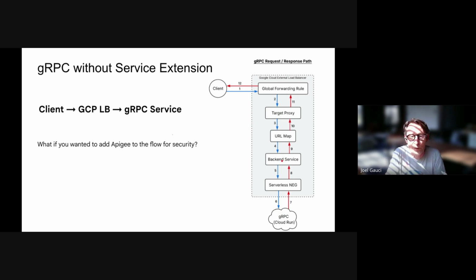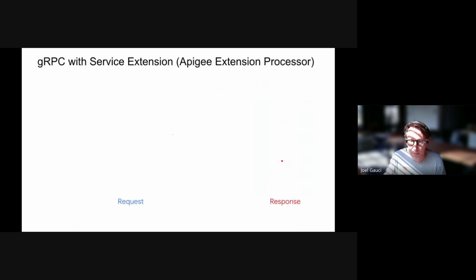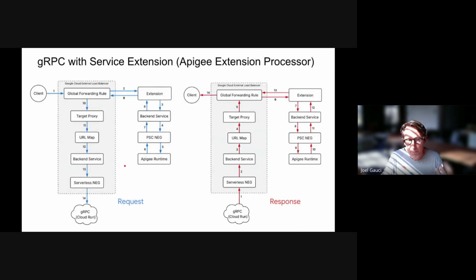So now we are going to use service extension. We have this possibility, as I described it, at the Cloud load balancer level, at the global forwarding rule: we are able to execute an extension, and not only on the request, also on the response side, which is something important. So in blue, again, the request, and in red, the response. Here we have exactly the same components as described on the previous slide, but at the forwarding rule level, we are able to call an extension. That's a gRPC call to communicate with this extension.